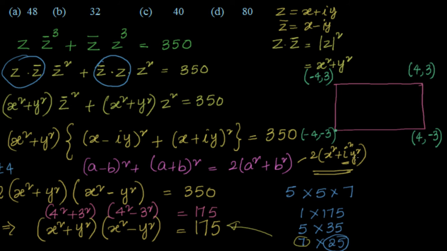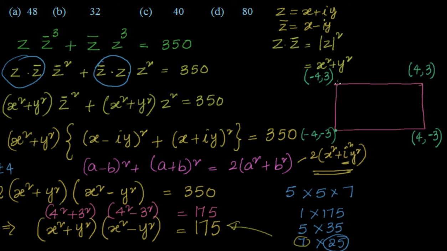Now we have been given that we have to find out the area of that rectangle whose vertices are roots of that particular equation, and we found out that x and y are nothing but equal to plus or minus 4 plus or minus 3. Now what is the area of this rectangle? We have to multiply length and breadth.